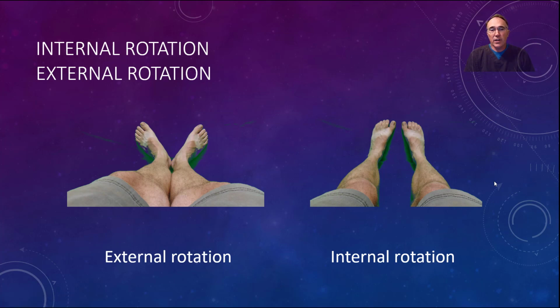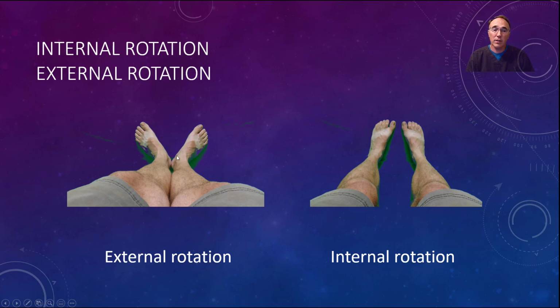Internal and external rotation are typically viewed in the transverse plane, looking down from the top. If we look at this person's feet, we can see that they're externally rotated. The toes are going out away from the midline of the body. And here we have internal rotation, so the toes are pointing in towards the midline of the body.